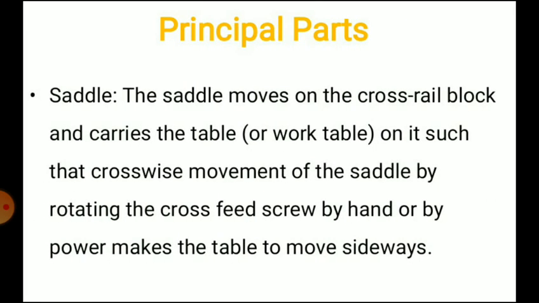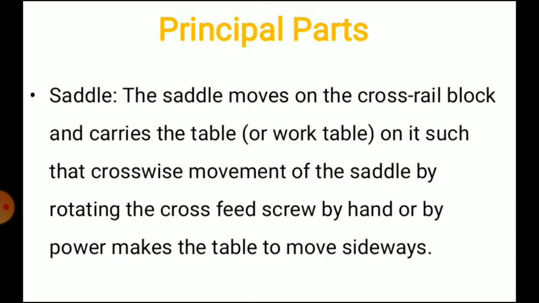Then saddle. So saddle moves on the crossrail block and carries the table, that is a work table, on it, such that crosswise movement of the saddle by rotating the cross feed screw by hand or by power makes the table move sideways. So with the help of saddle, the cross movement of the table, that is perpendicular to the reciprocating motion of the ram, can be obtained.